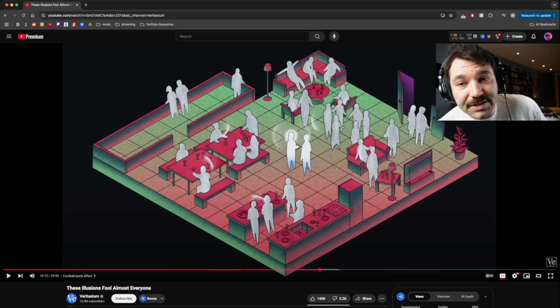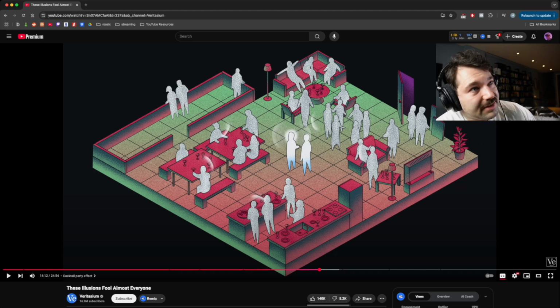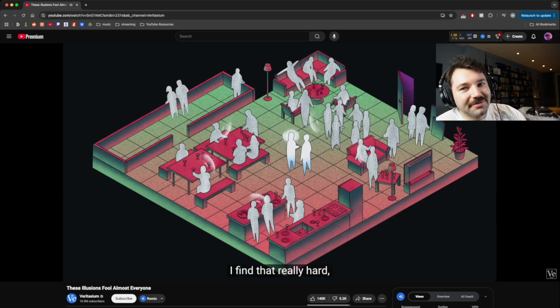I don't know if I have ADHD or what, but I struggle immensely with picking out audio in crowds like this. And I've always had a lot of difficulty holding conversations in very loud, confusing, dense, crowded parties and things like that. I find that really hard. I couldn't find anything.